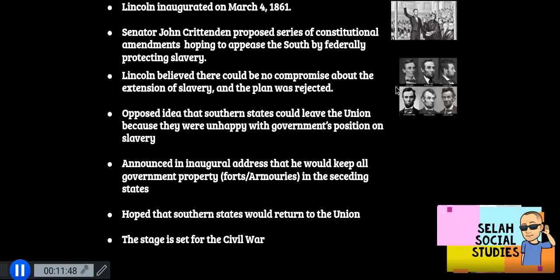Abraham Lincoln really hoped that these southern states would return to the Union without a war. However, because of all of the scenarios that we went through, all of our causes of the Civil War, now the Civil War is set for the United States of America between 1861 and 1865.